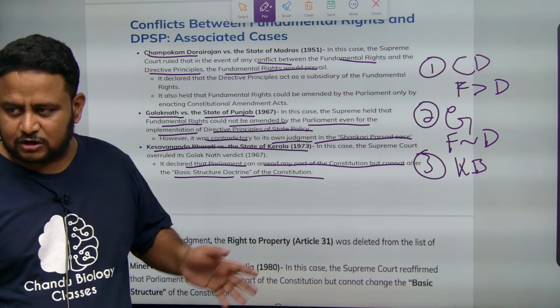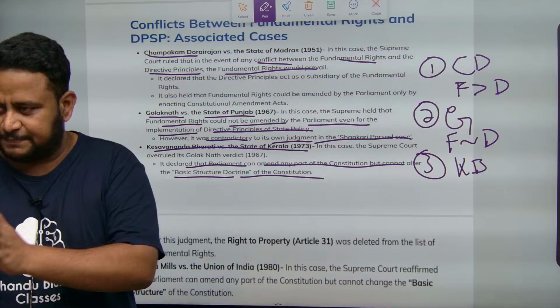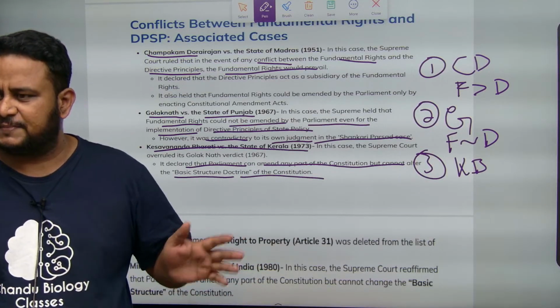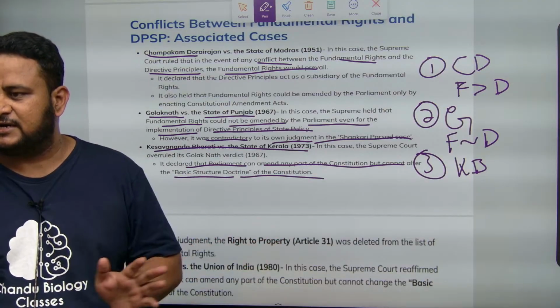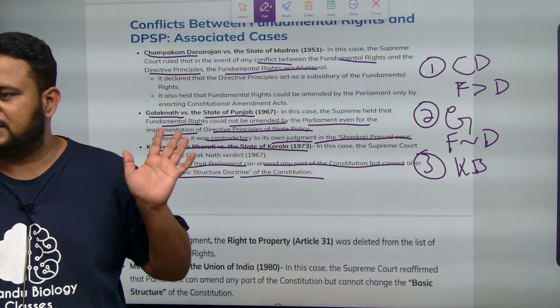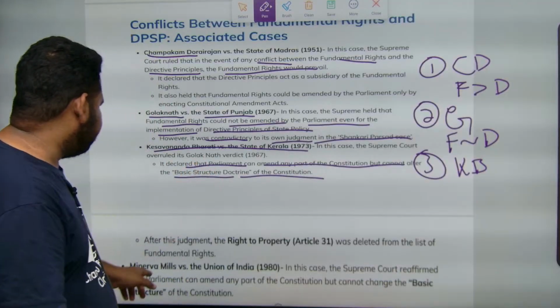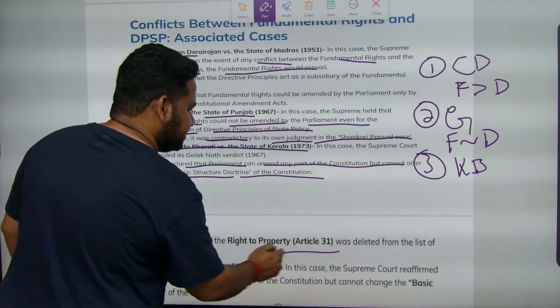It did not talk about whether fundamental rights are greater or DPSP is greater. It is telling you that you can amend anything, even DPSP you can amend, fundamental rights also you can amend, but the basic structure should not be altered. Don't touch the basic structure. That's all it said.